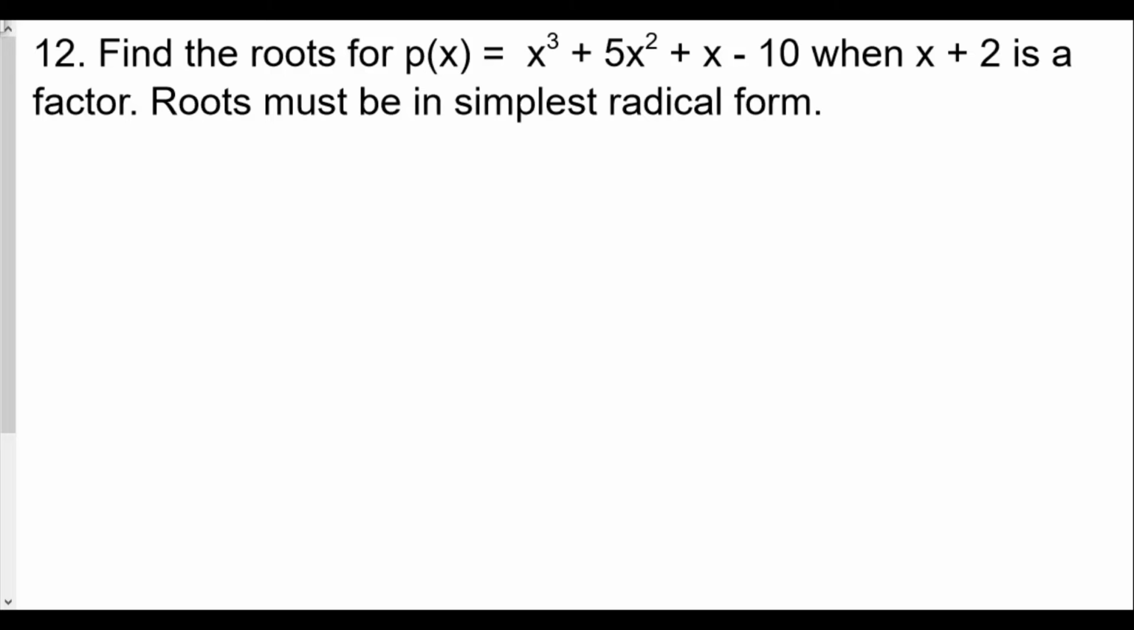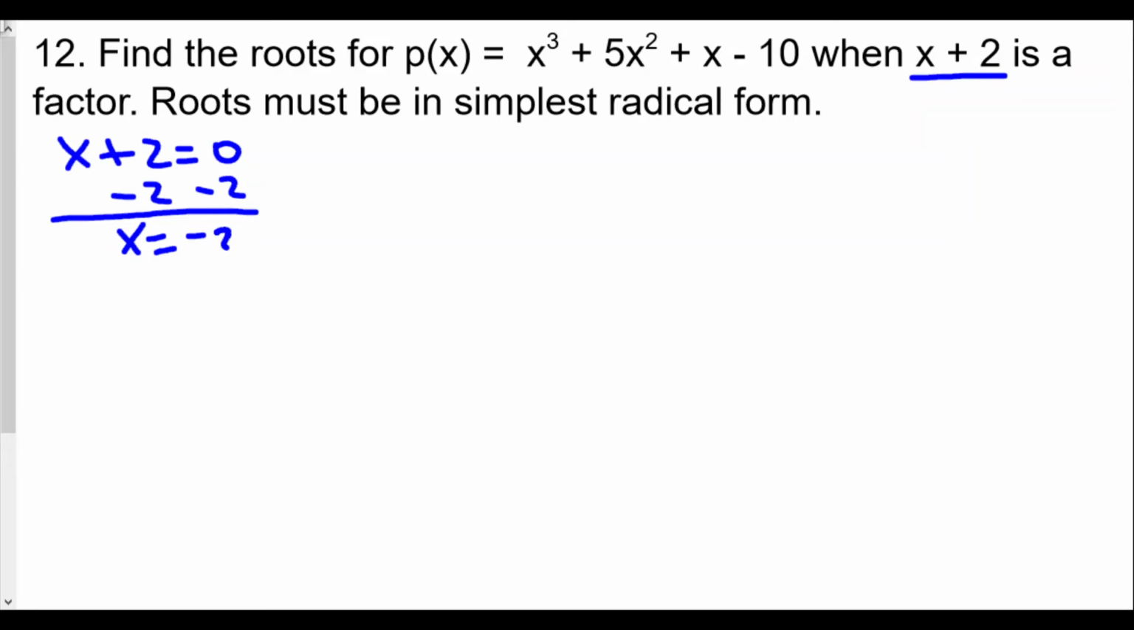So our very first step is to set the factor x plus 2 equal to 0. That factor they gave us, set that equal to 0. Why? Because now we want to find the root by solving for x. X equals -2. Right, so that's one root. Now, in synthetic division, this root becomes the number we're going to be multiplying by.